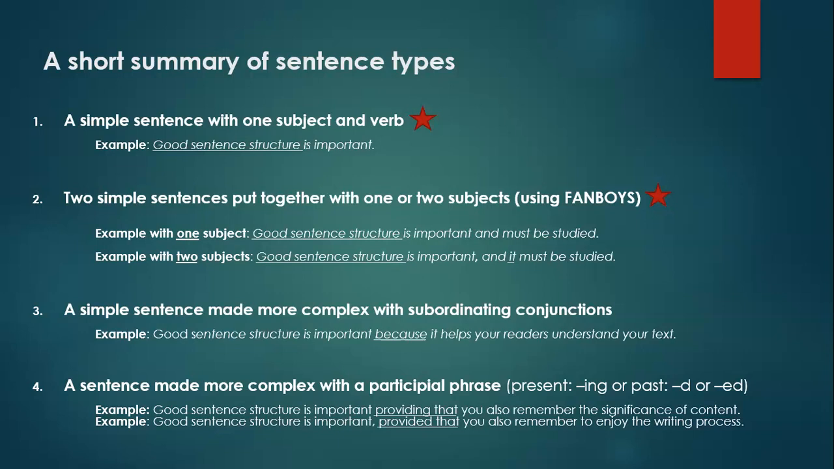In these two sentences, the difference is that the added information in that participial phrase is essential. The writer is trying to say that this is important information. In the second sentence, the writer is telling you that that added information really isn't that important, just wants you to enjoy the writing process.